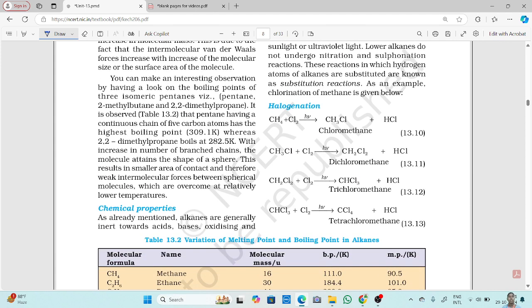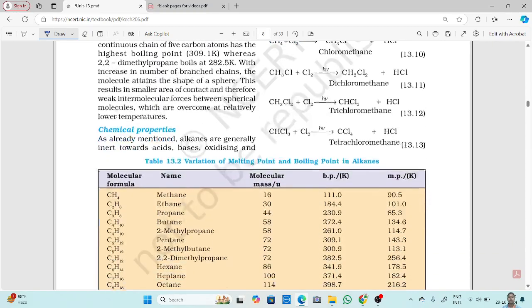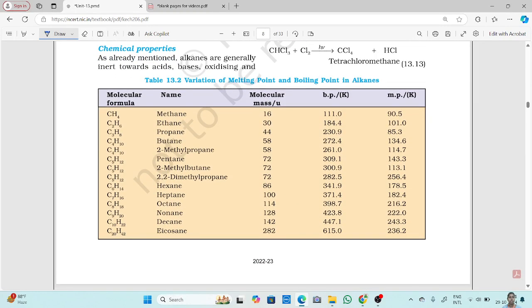Now you can make an interesting observation by looking at the boiling points of 3 isomeric pentanes. Let's see the boiling points of the 3 isomeric pentanes here. These three are 282, 300, 309. There is a slight difference in their boiling points, but their molecular formula and molecular mass are the same. Now why is there a change? Because of the structure. Okay.